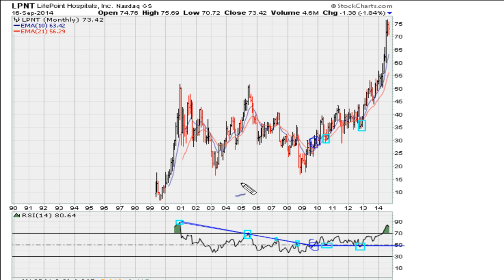Also, if you watch the series, you'll realize you can use this to find short ideas once the method gives you a sell signal.